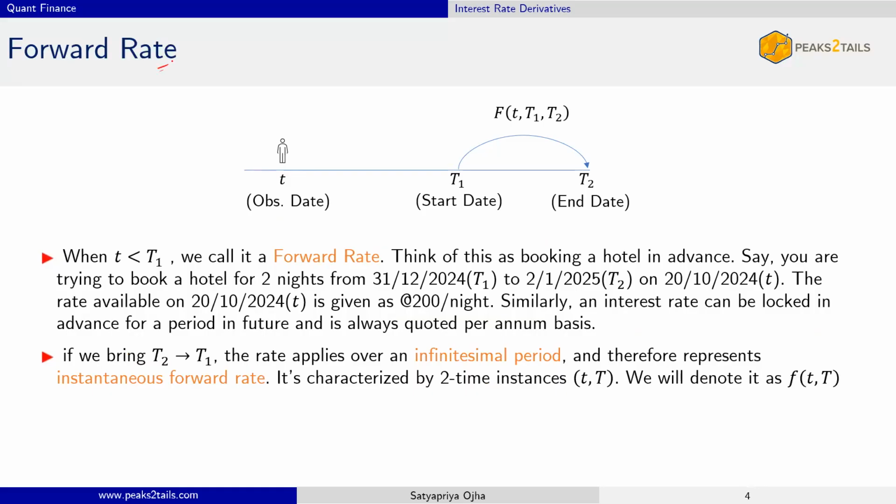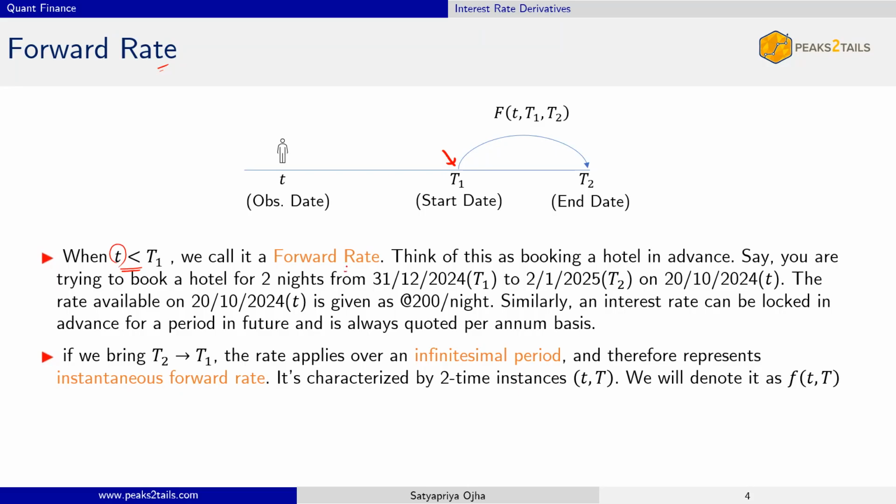First, let's talk about forward rate. So what is a forward rate? You'll get a forward rate when this condition is satisfied, which means the start of the period for which the rate applies is after t, small time t. Okay, so T1, capital T1 is after the observation date. If that's the case, then we call that rate a forward rate.